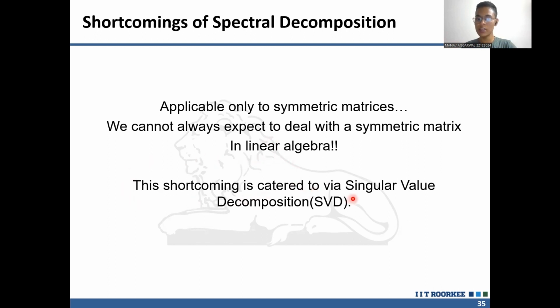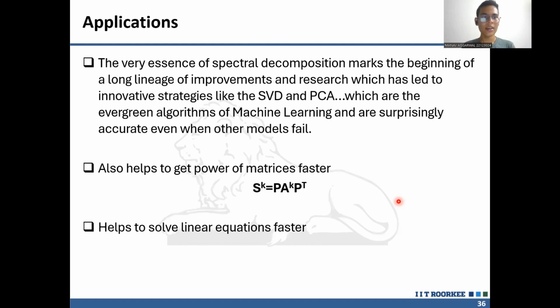This shortcoming is actually catered to by a singular value decomposition. That is the SVD process. So we finally achieved the bridge where we will now be going on to many applications of spectral decomposition, how it has opened enormous opportunities to the world of mathematics and machine learning for us. Let's see some of its applications and how it has improved many processes for us.